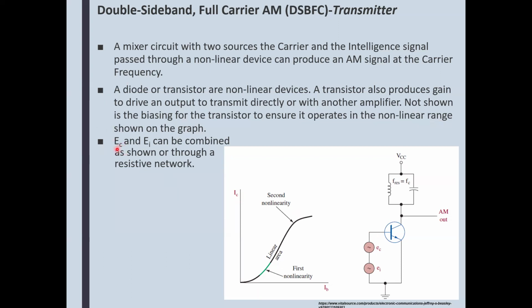The carrier and the intelligence can be combined as shown or through a resistive network. Right here, this is quite primitive, but it's a way of showing it. But in a nutshell, that's what it is. They can be combined this way or through a resistive network. Resistors, a bunch of resistors connected in parallel. I remember we would do this summing amplifier, for example, with the operational amplifier.